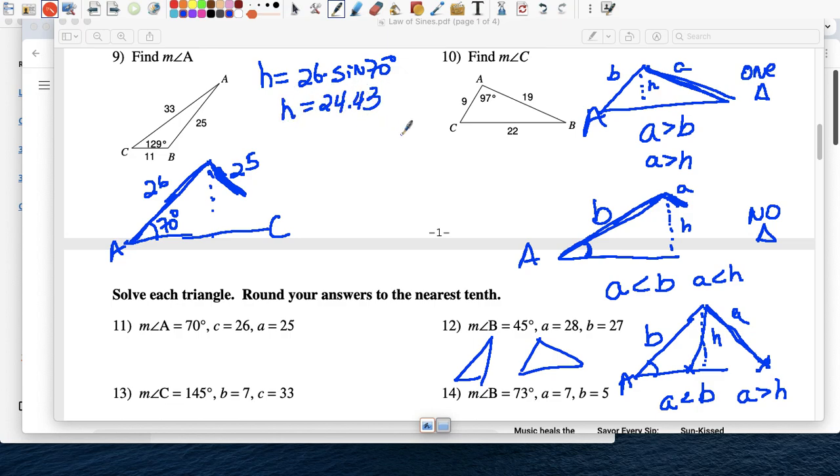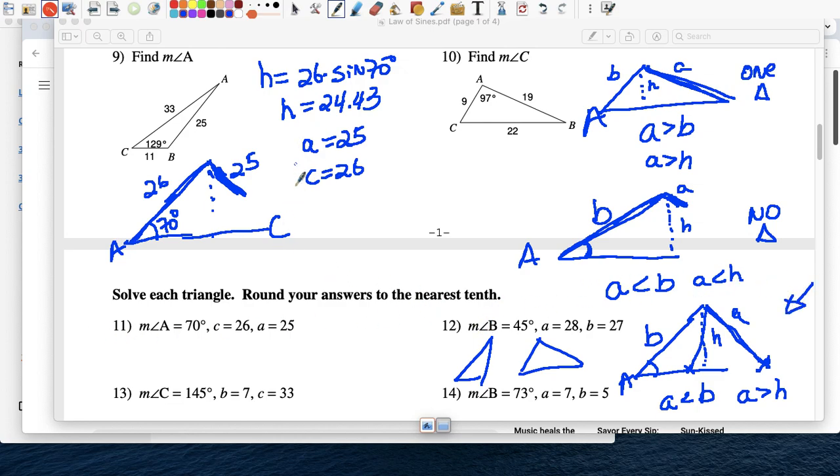Now, the height's 24.43. A is 25. In this case, instead of B, they're using C, and C is 26. So is A greater than C in this case? No. But is A greater than the height? Yes, so we have this condition right here, the third one.